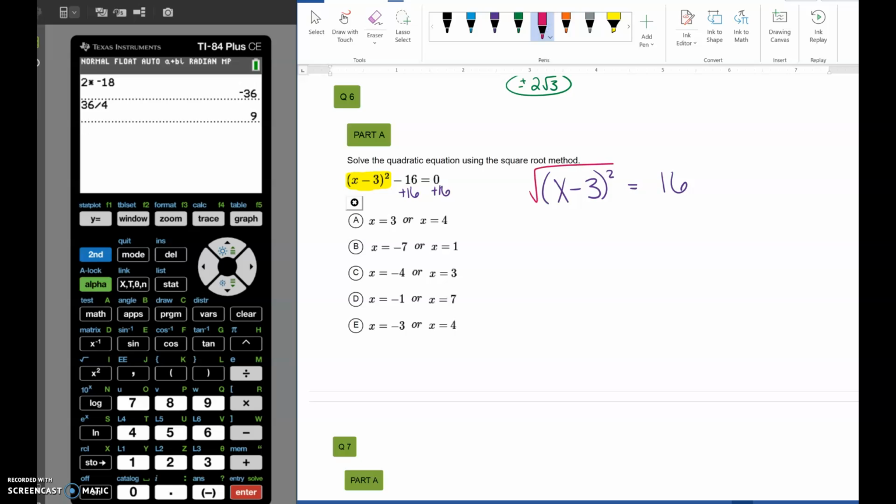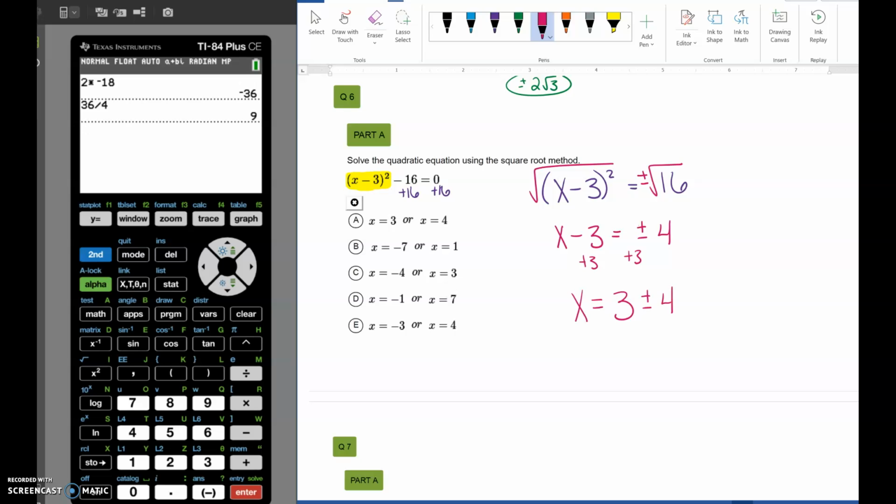Then we get rid of the square by square rooting both sides. Don't forget to stick a plus minus in there. So we have x minus 3 equals, thankfully this time, the square root of 16, we can easily do that. The square root of 16 is 4, so we have positive or negative 4. We need to add 3 on both sides, so we have x equals 3 plus or minus 4.